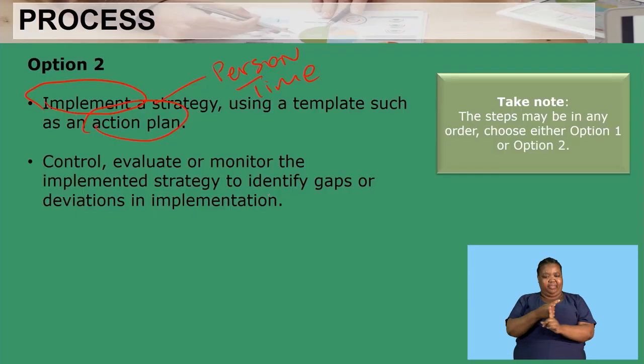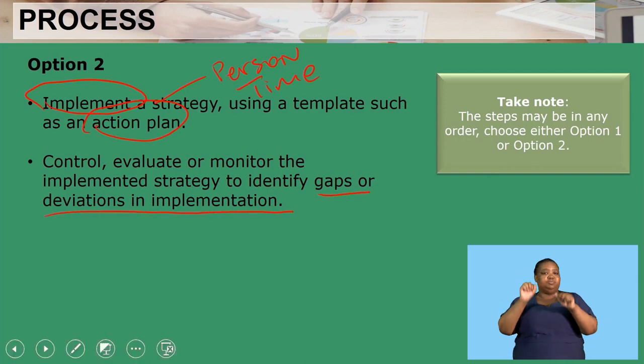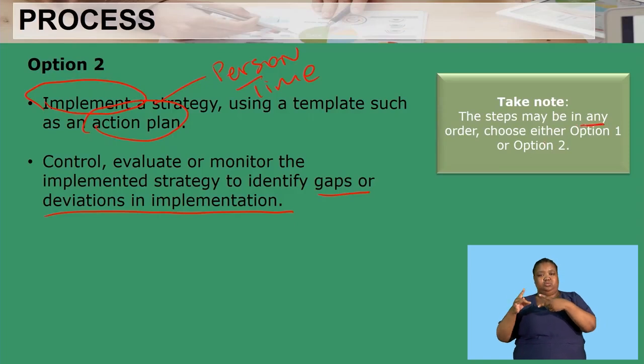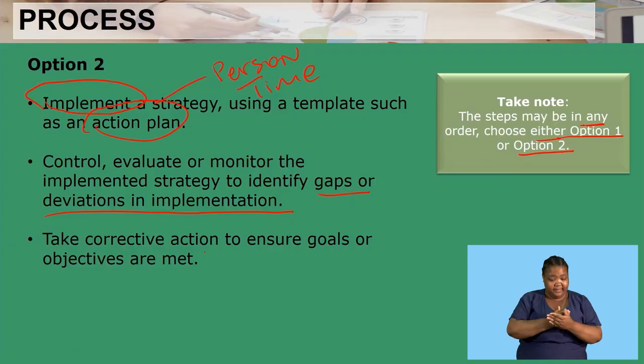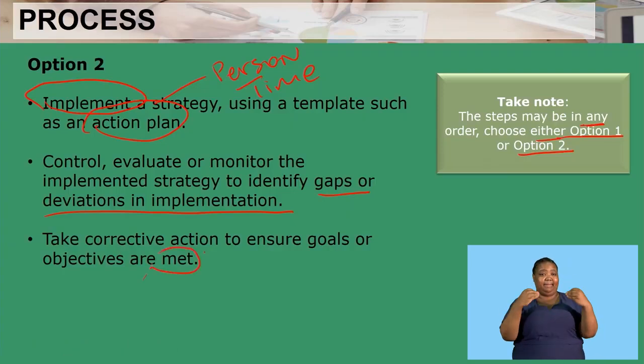Right, and then control or evaluate or monitor the implemented strategy so that you can identify the gaps or deviations in the implementation. Right, please take note, the steps may be in any order. Choose either option 1 or option 2. I've said it in any order. They don't have to follow each other as stated here. However, you can choose either option 1 or option 2. Right, the last part in option 2 says take corrective action to ensure goals or objectives are met. Don't forget, the goal of the business is to do what? So each and every business has a goal that needs to be achieved.